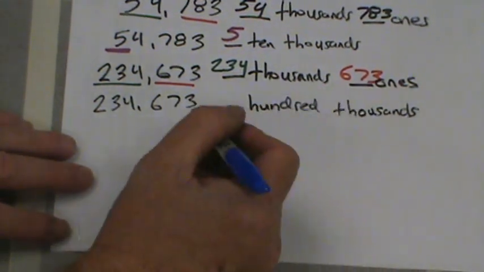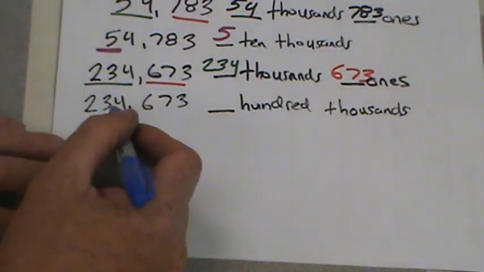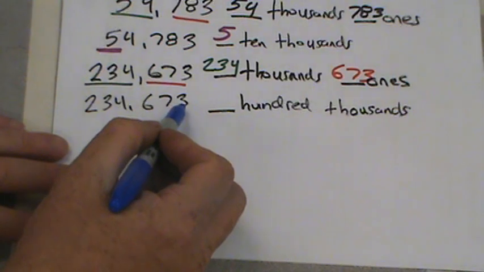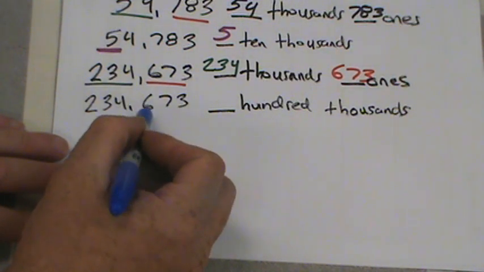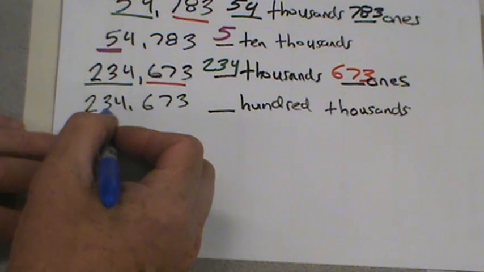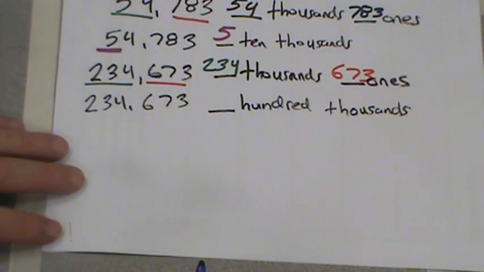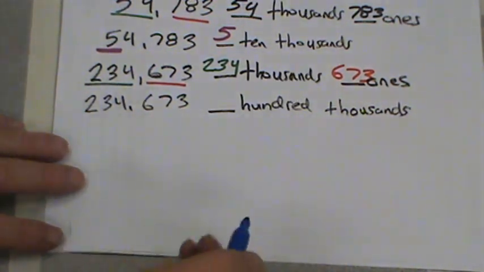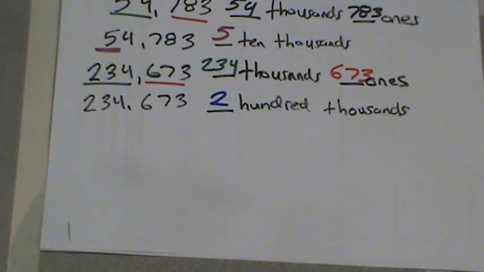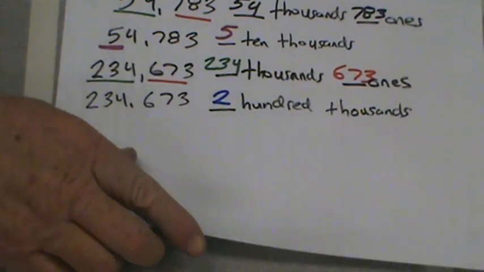So now we're looking at 100,000s. How many 100,000s is 234,673? Well, let's do our place value counting. Ones, tens, hundreds, thousands, 10,000s, 100,000s. So how many are in the 100,000s place value? If you said 2, you are absolutely correct, okay? We're going to move on to our application problem.